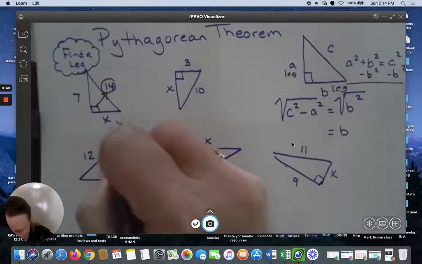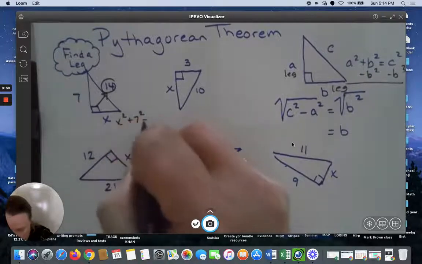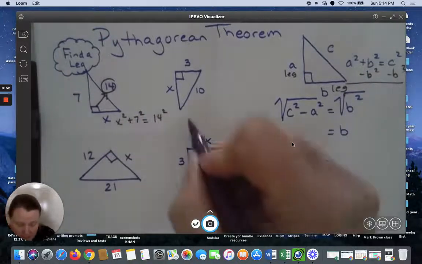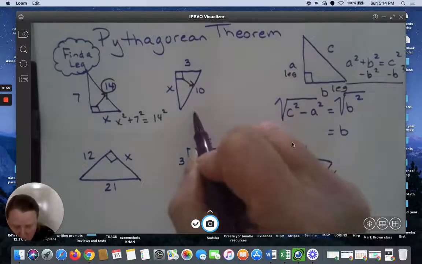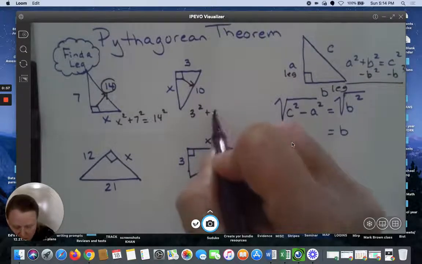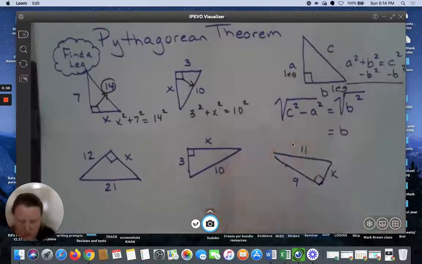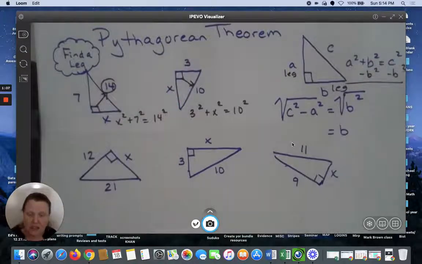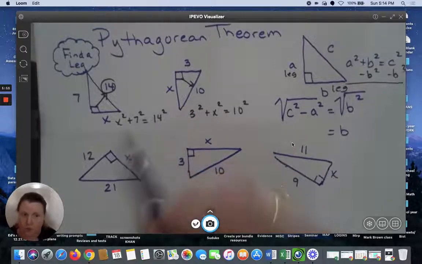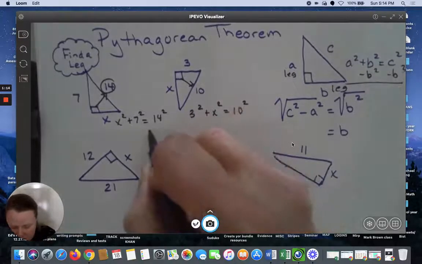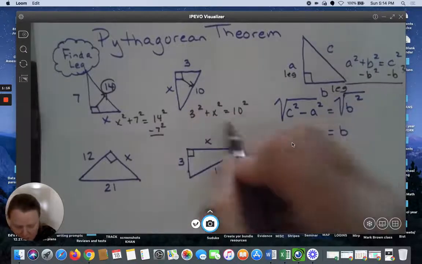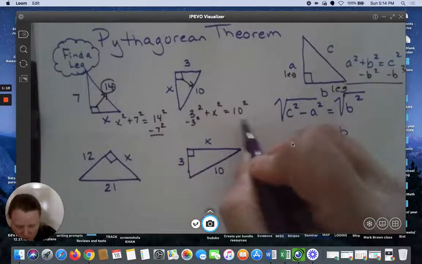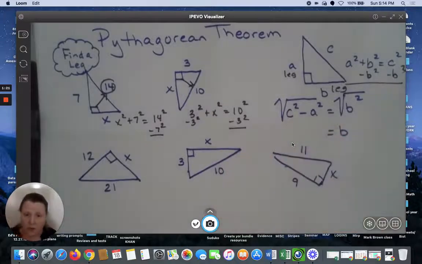And so I have x squared plus 7 squared equals 14 squared. And I'm going to do that on each one of these first two. It would be 3 squared plus x squared equals 10 squared. So it doesn't matter whether I know the longer side of the two or the shorter side of the two. It's the same first step. We have the number that we know, and we are going to subtract it. So we are going to subtract 7 squared, and I'm going to do the same thing, subtract 3 squared. And so we're going to work that problem out.